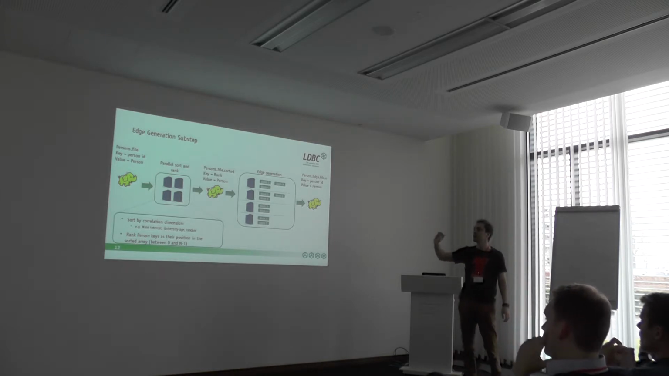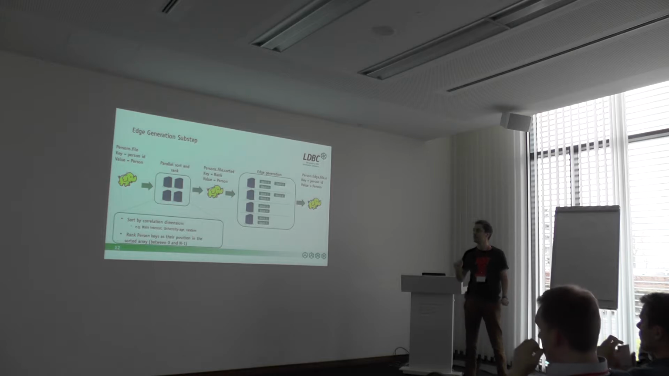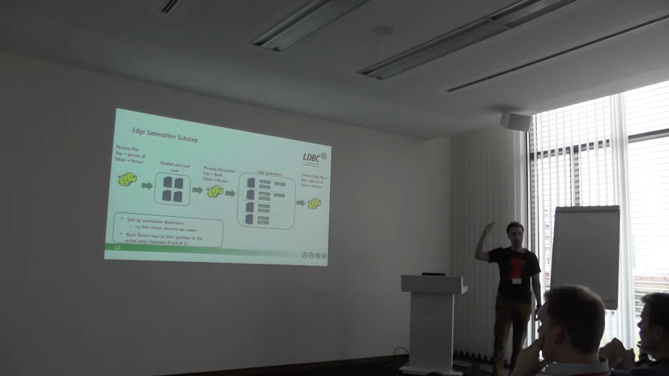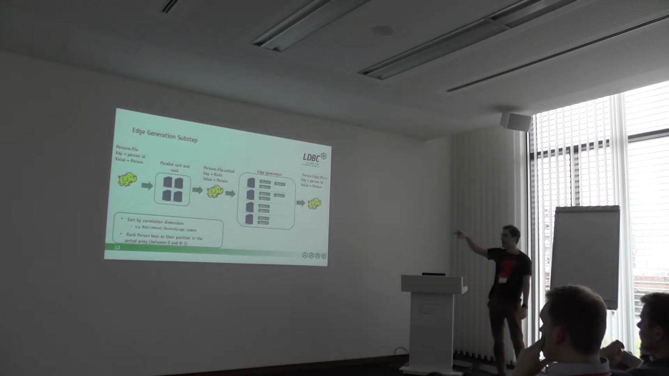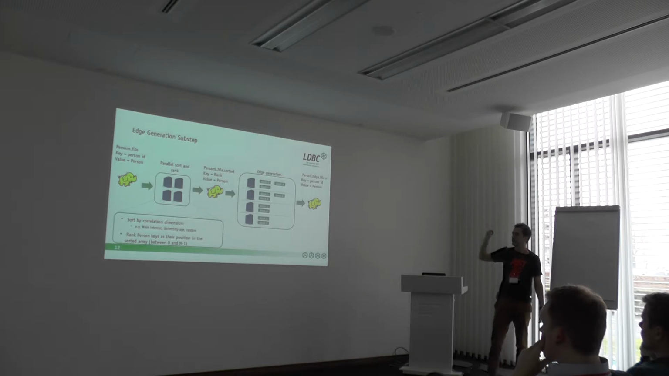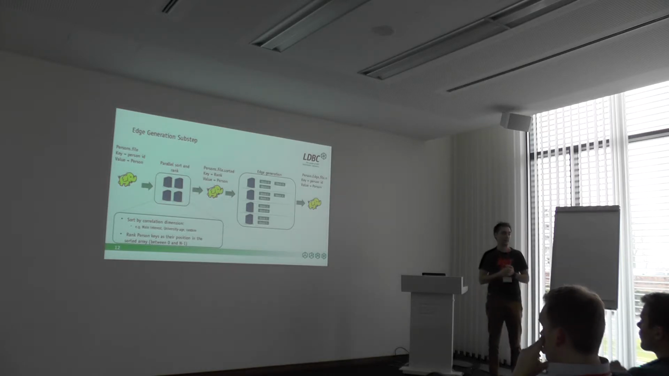Remember that we have the person file, whose key is the ID and the value of the person. The first thing we do is to parallel sort this person file by the corresponding correlation dimension, namely the interest. And then we rank the persons in the order they appear in the sorted array. So the output of this first phase is a new Hadoop file, whose key is the rank and the value of the person. And we use this rank to partition the persons into the blocks, usually using a conventional modulo partitioner.